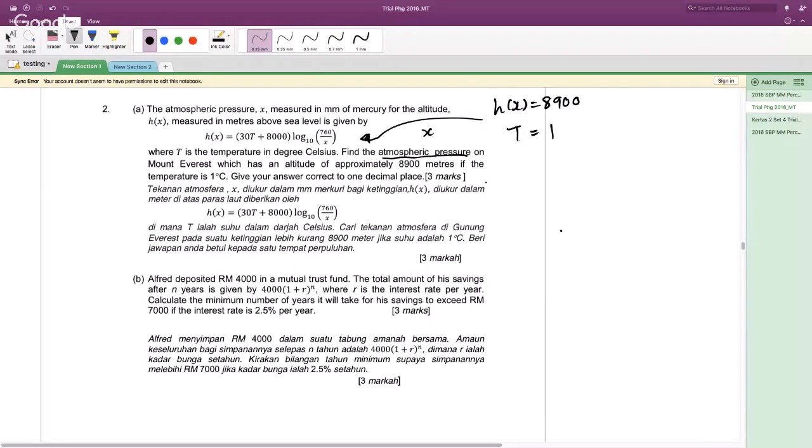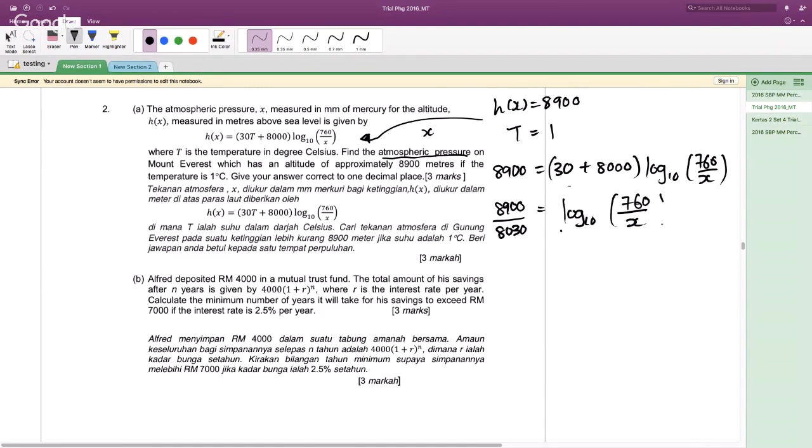Okay, so basically this is the idea. 8900 equals 30 multiplied by 1, which is 30, plus 8000 log 10 of 760 over X. So I will just move this to the other side, dividing by 8030, and then I will get log 10 of 760 over X. Then I will move my log 10 to the other side, and it becomes 10 to the power of the answer here.